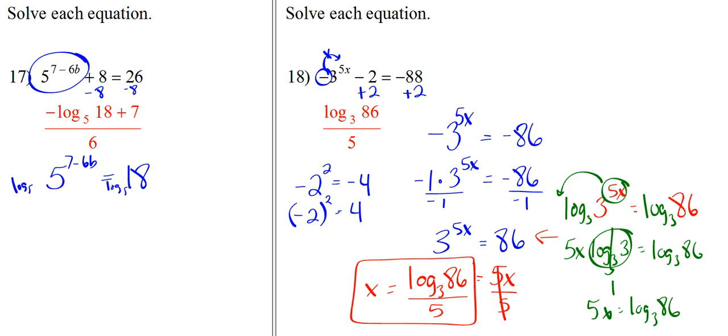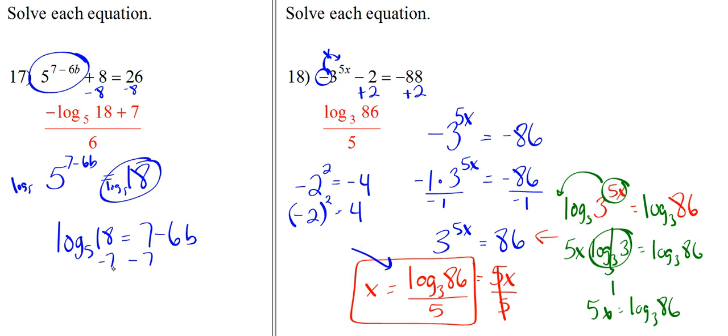Doing that really helps you make sure that you've got your logs set up. If you do this method and you just switch forms, I see people get that wrong a lot, but you make sure there that you have the log base 5 of 18. And what is it equal to? It's just equal to 7 minus 6b. So the next step for us is that we're going to subtract 7 from both sides.